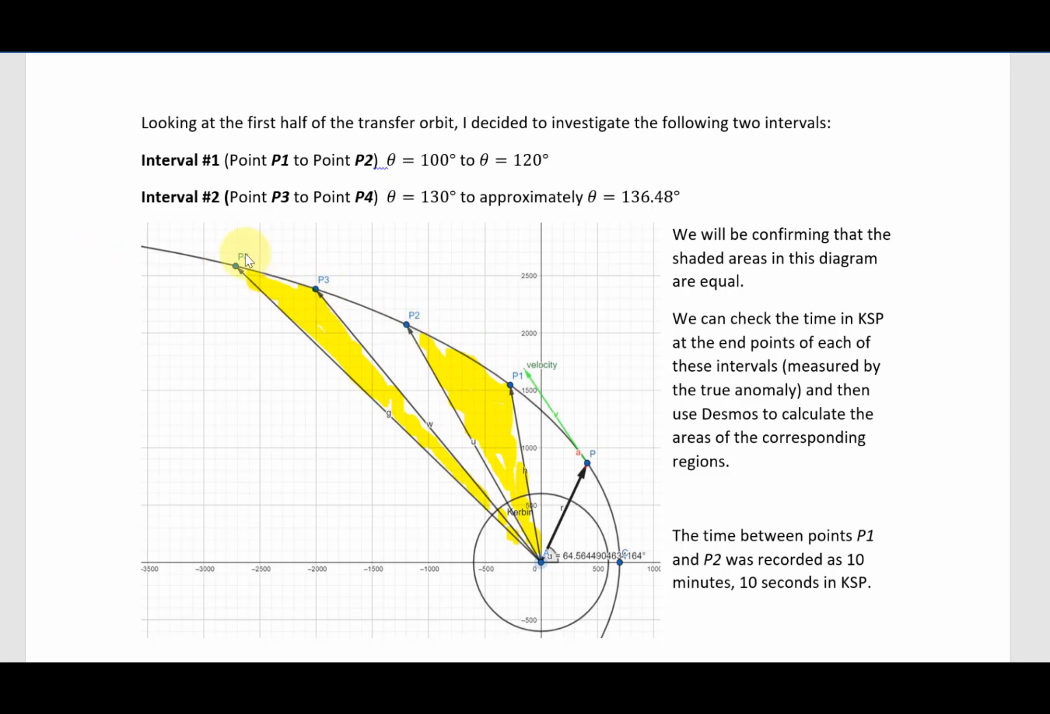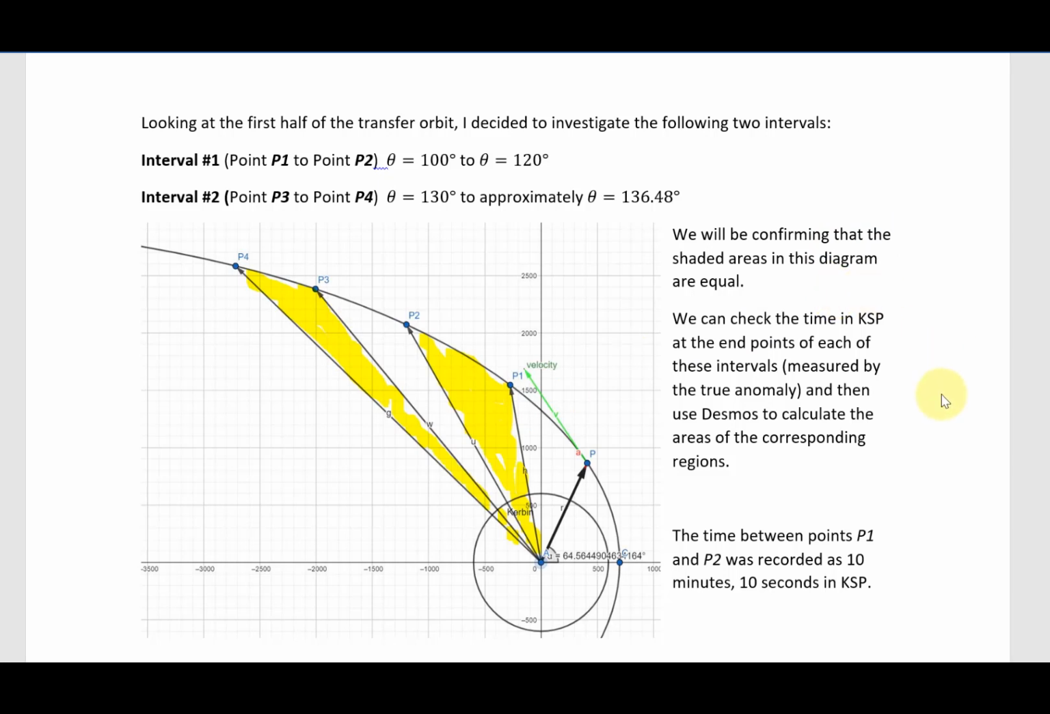You see that it's traveling slower. In that fixed amount of time, it doesn't get as far when it's traveling slower, and we'll confirm that this area matches that area there. We will be confirming that the shaded areas in this diagram are equal.